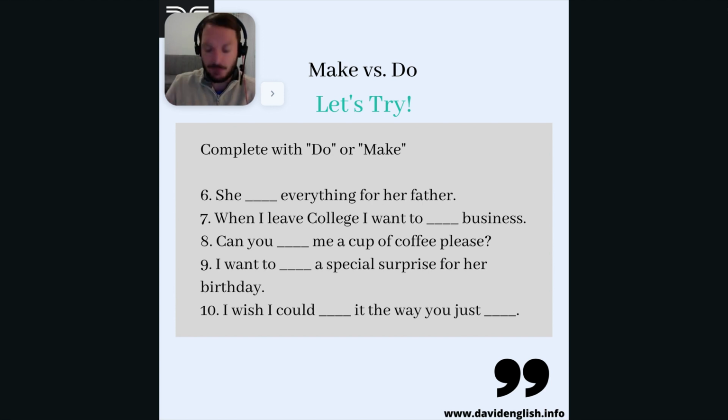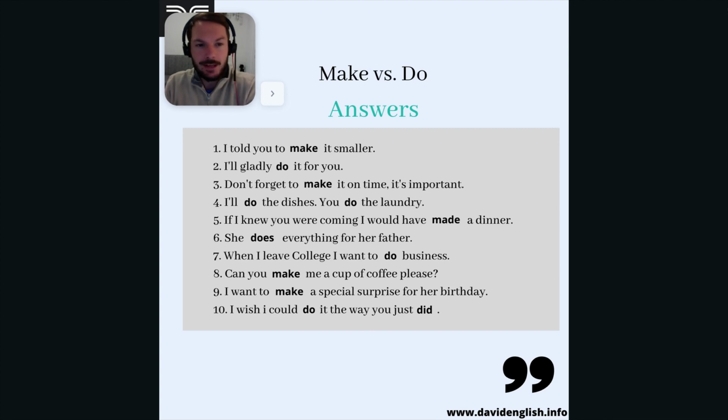Now, I'm going to read the answers to you. Again, listen to these, and that way it goes into your head nicely. I told you to make it smaller. That was number one. Number two, I'll gladly do it for you. Three, don't forget to make it on time. It's important. Four, I'll do the dishes. You do the laundry. Five, if I knew you were coming, I would have made dinner.